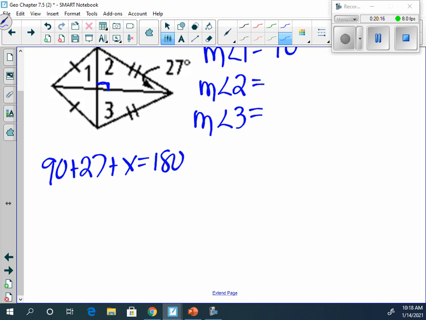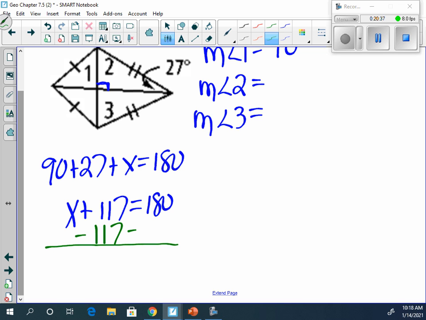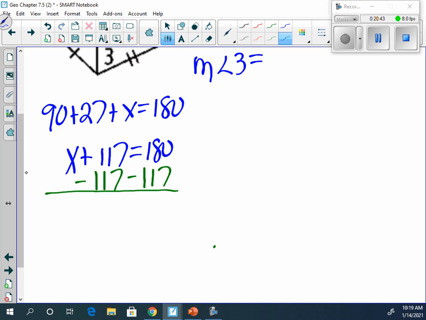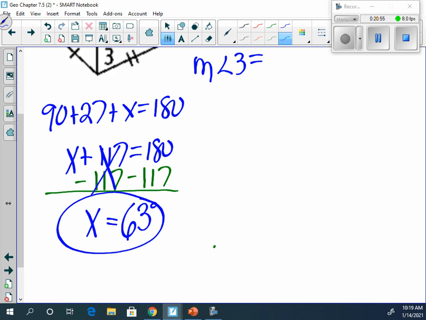And that was our right triangle theorem. In a right triangle, the sum of the two acute angles is 90. So we can do it either way. If we add 90 and 27, we'll get 117 equals 180. And from here, to get x by itself, we need to subtract 117 from both sides. And if we subtract 117 from both sides, we get x by itself, and it's equal to 63. So our missing angle in this triangle is 63 degrees.